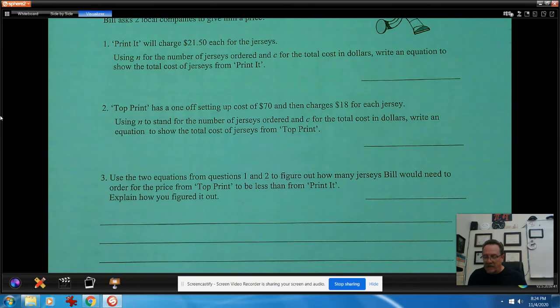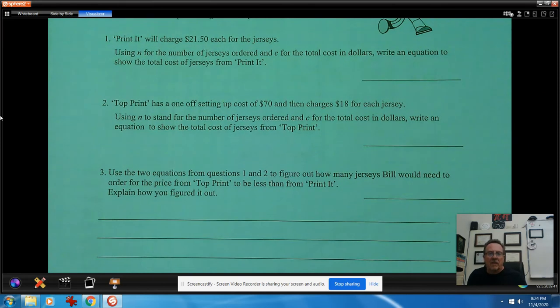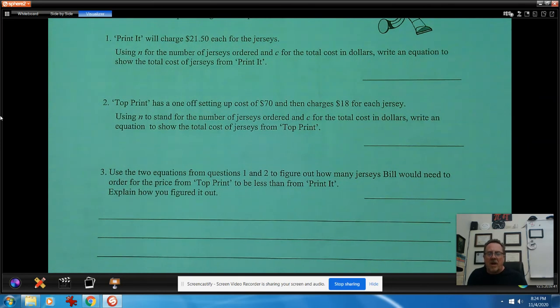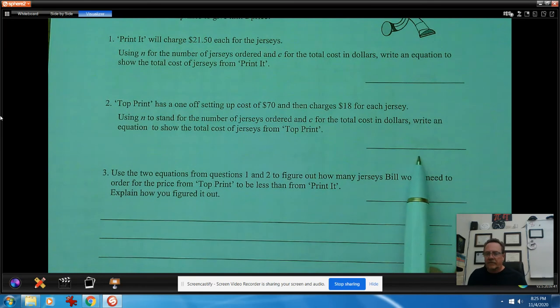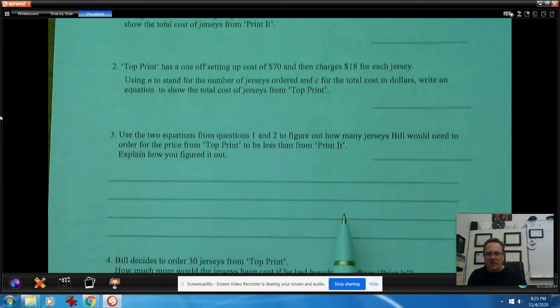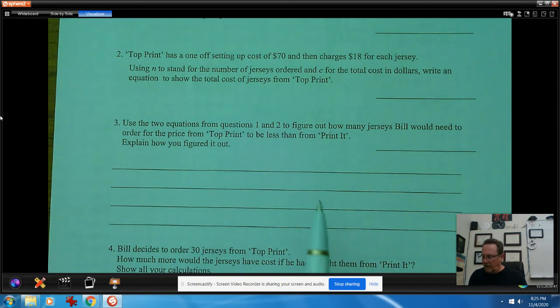And the second company says, well, we'll do a setup cost, an initial fee of $70, and then charge you just $18 for each jersey. Your job is to come up with an equation for each. Use the equations to figure out which one he should choose.